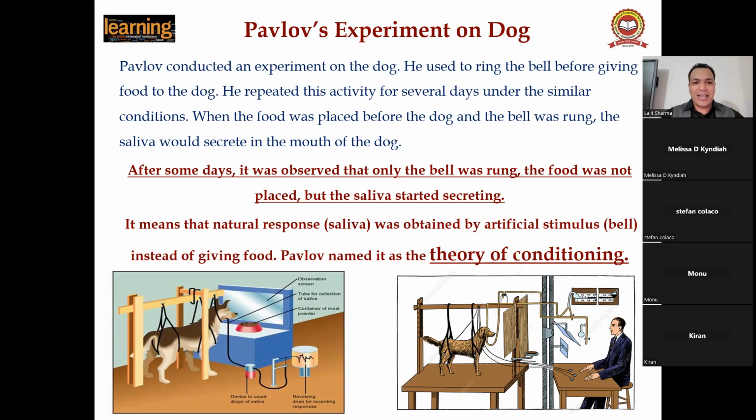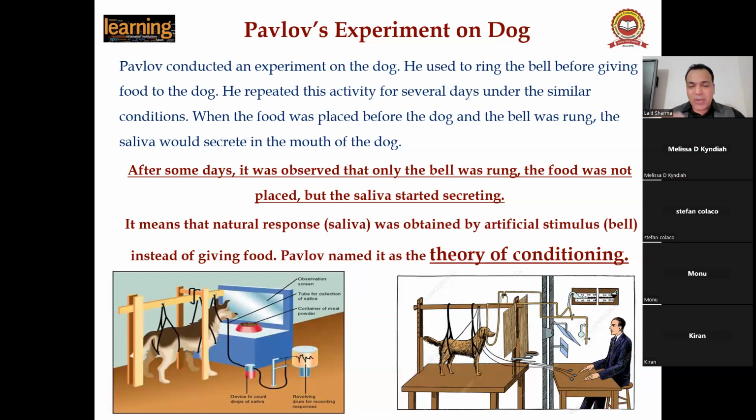It means the natural response, the original response, has come, right? It means the natural response or original response, saliva, was obtained by an artificial stimulus. What is the artificial stimulus? Bell. This is the meaning of conditioning. That's why Pavlov named this theory the theory of conditioning. So what is conditioning? When I ask you, you have to say, sir, conditioning means getting the original response from the student by giving the artificial stimulus.